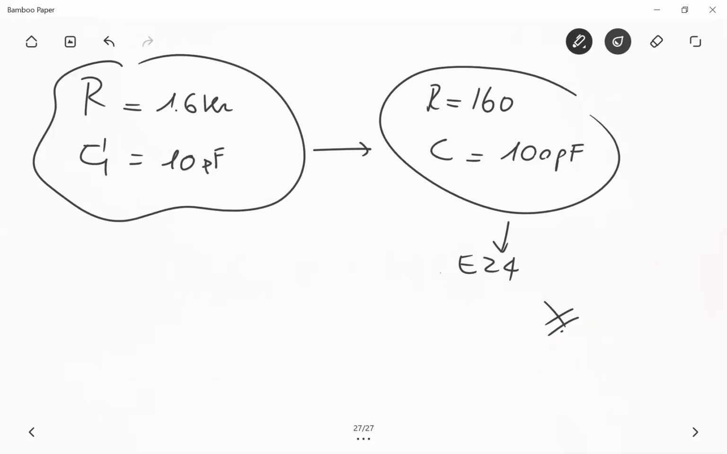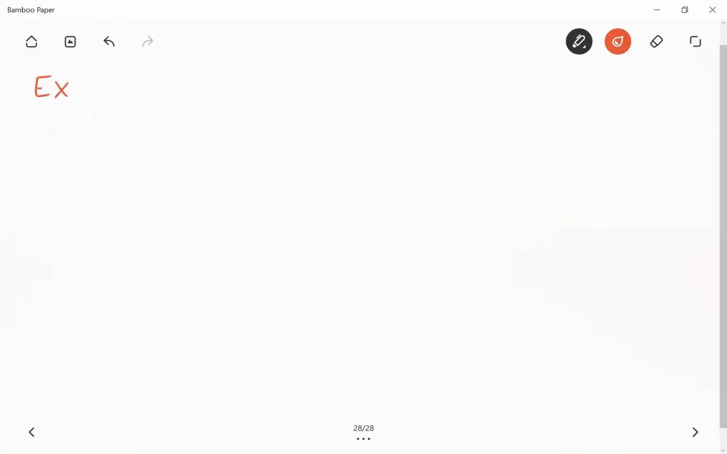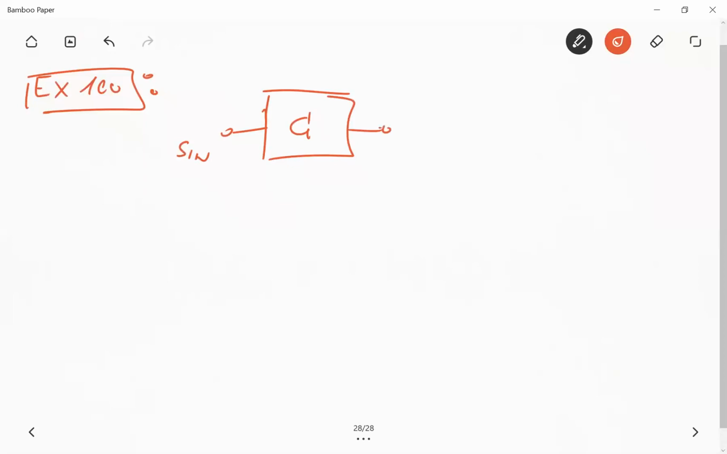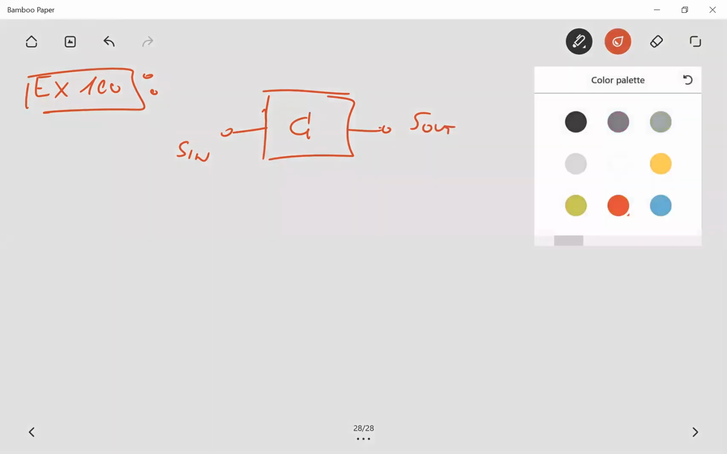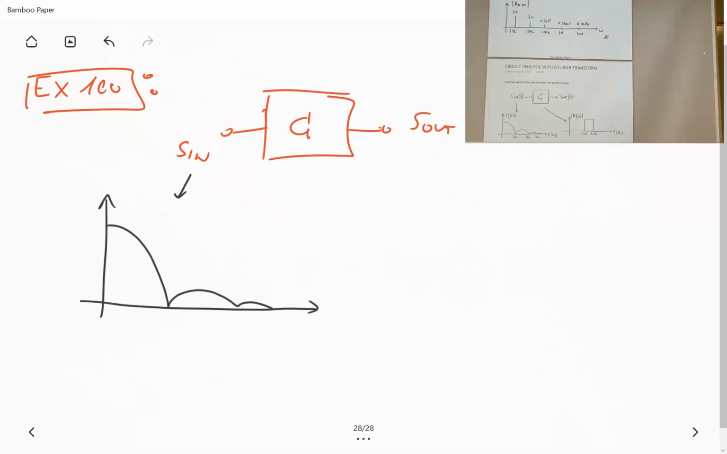Okay, let's go to another problem. Now we are talking about another spectrum. Exercise, I don't know, 100. Doesn't really matter anymore. You have a circuit C. You have an input signal S in and an output signal S out. This one is pretty fast, so that's why I'm doing it now. The spectrum of the input signal is this one here. Okay, so 1K, 2K, 3K.